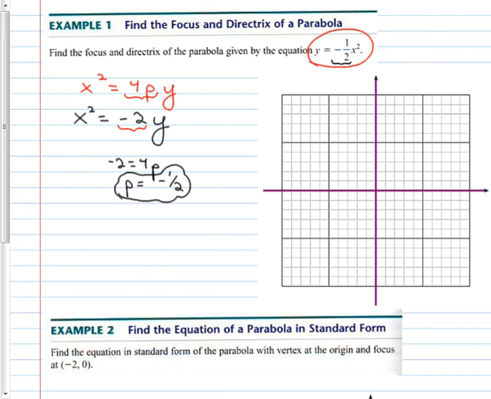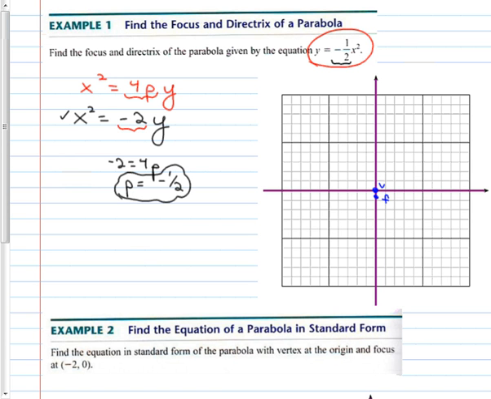So what do I know so far? Since it's an x squared, I know it either opens up or it opens down. Since the p-value is negative, I know it opens down. My vertex is right here at the origin, and I go down 1/2, and I will arrive at the focus. I wish they wouldn't have made it so tiny. So this one is going to be a kind of wide one.